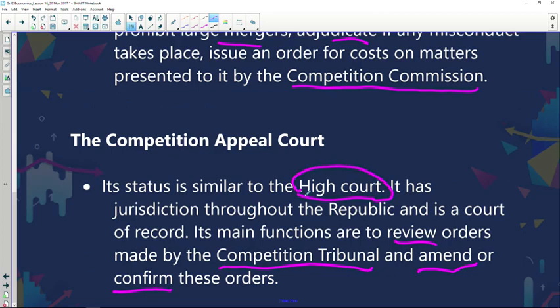will be made. I suppose now they do take it up to the Constitutional Court as well, if they're not happy with the decision that was made at the High Court. Okay, so that's an institution that has a legal structure that is very similar to a High Court, and it can amend and confirm orders that were made by the Competition Tribunal. Okay, so that's quite interesting.